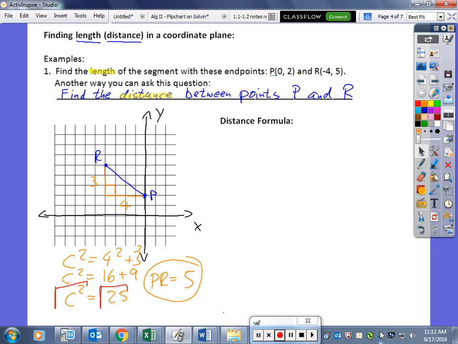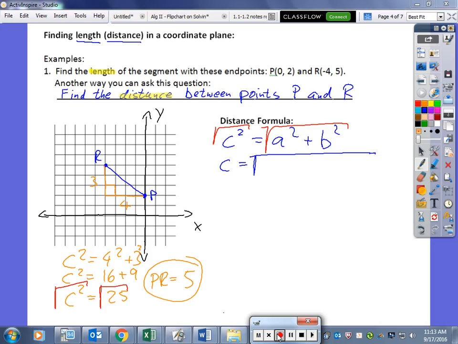For the same purpose, and in those cases where it's hard to put something down in a coordinate plane and count, we can also use the distance formula. And the distance formula is really based off the Pythagorean theorem. C squared is equal to A squared plus B squared. But we're going to start off by taking the square root of both sides in order to get rid of the squared sign for our C, which would make this formula look like this. C is equal to the square root of something.